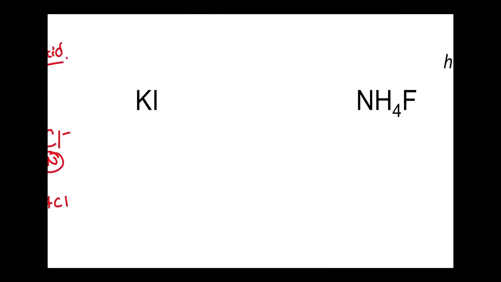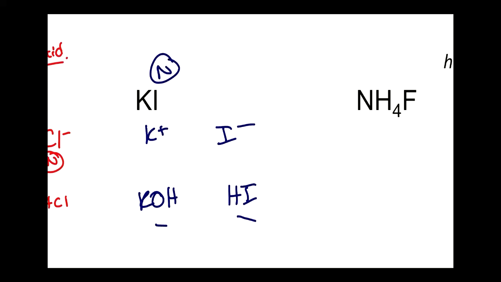Okay, KI. We got K+, I minus. K+ comes from KOH. I minus comes from HI. So tell me, you put KI into water, how should the pH change or not? It should stay the same. It's going to be neutral, and it's because both of these, KOH and HI, are strong base and acid. So that means their conjugates are nothing. They're pH nothing.